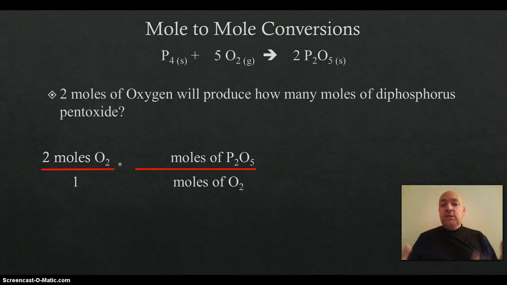And before, we just kind of dealt with the coefficients just as numbers, but now we're going to kind of translate that. The coefficients basically mean moles. Okay, that's how we treat them, because you're not going to deal really with individual molecules. It's not 5 molecules of oxygen will produce 2 molecules of diphosphorus pentoxide.